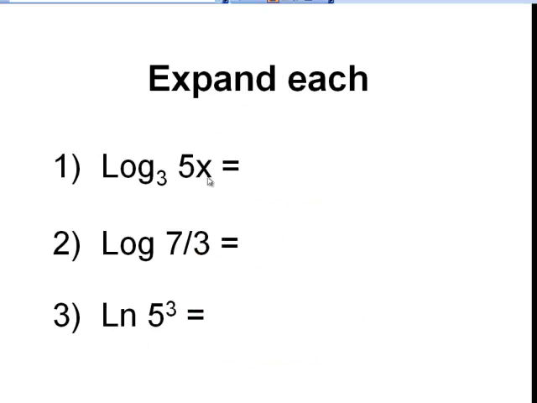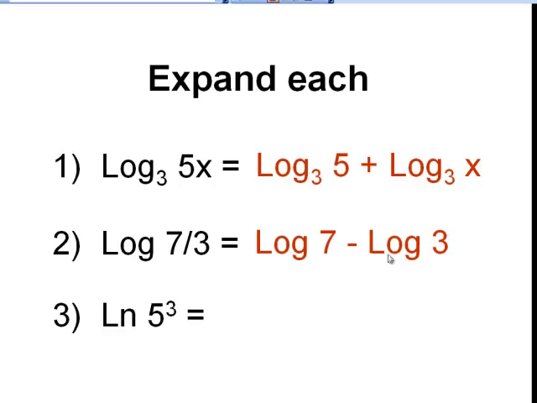Okay, suppose you have 5x. You can turn that into log of 5 and log of x added together. 7 divided by 3 is going to be log of 7 minus log of 3. This division turns into subtraction. 5 to the third, the power comes out. It's 3 log 5, or ln in this case.